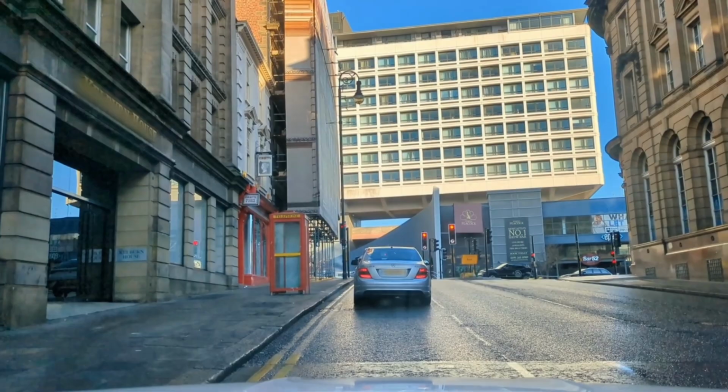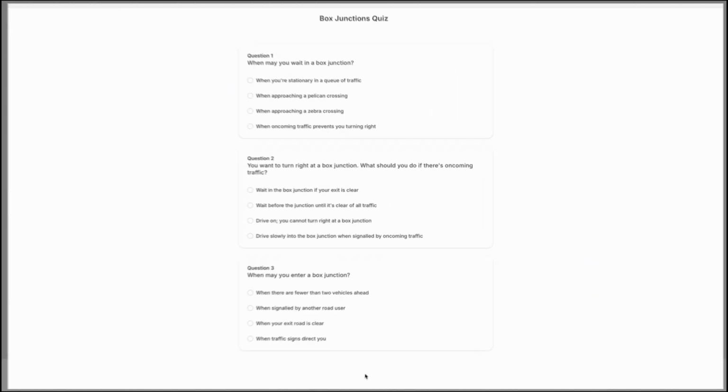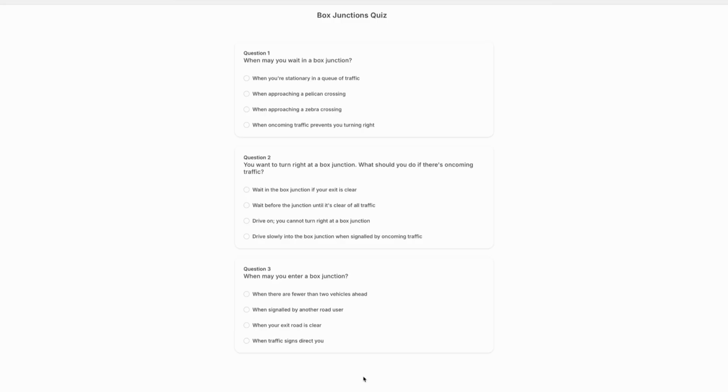And you can see that both I and a few of the vehicles ahead had to hold back a little bit to make sure that we could clear the box junction. So now we're going to have a look at a few questions based on everything that we just went through, to test your knowledge and make sure that you're confident to go ahead and answer these questions correctly in the theory test. So starting off with question 1, when may you wait in the box junction?